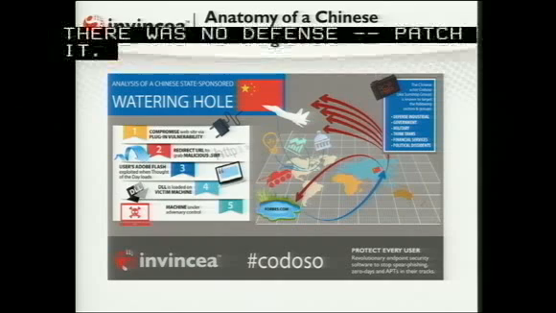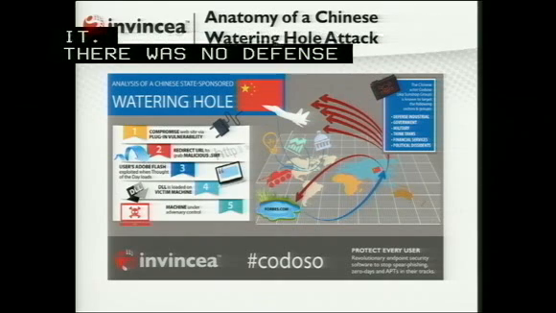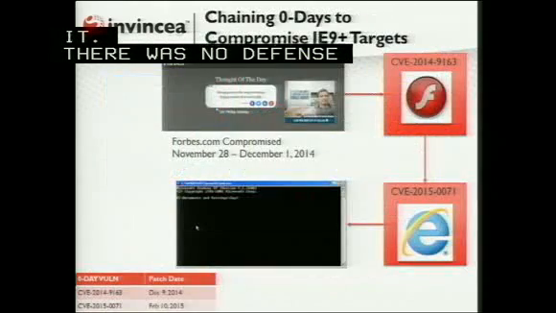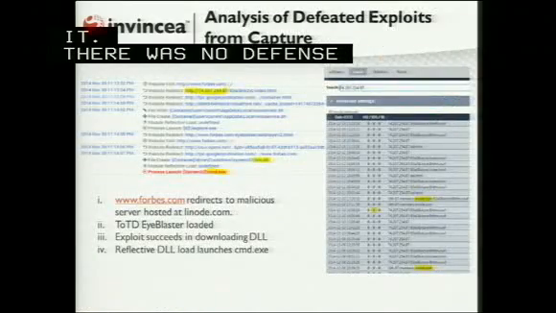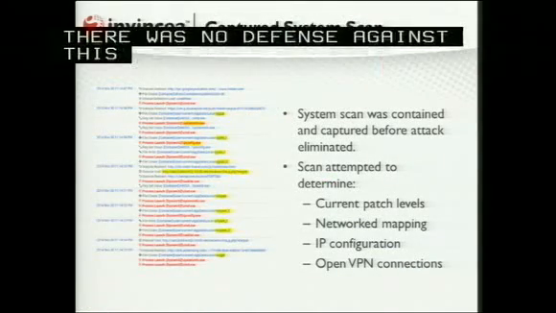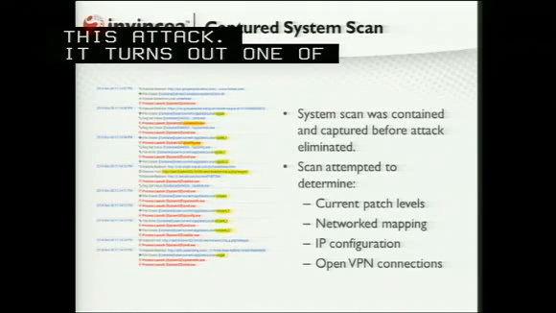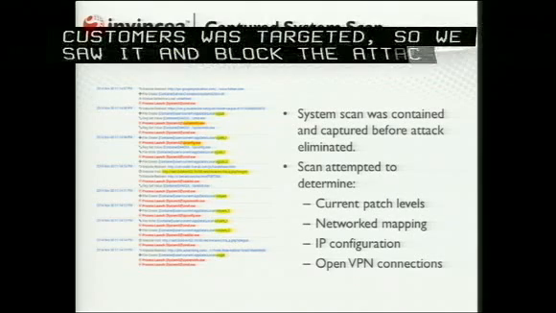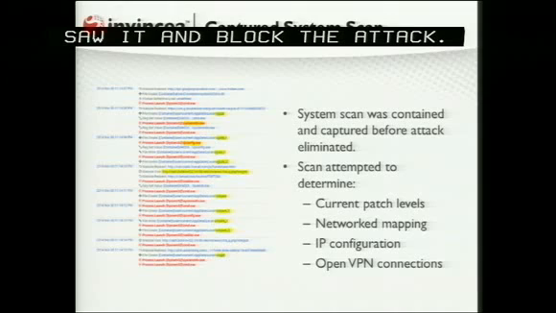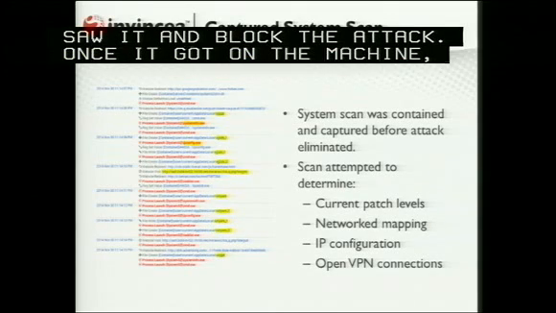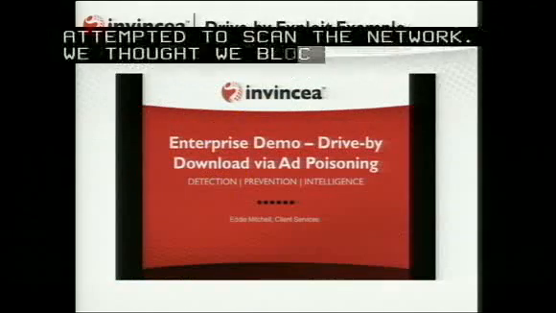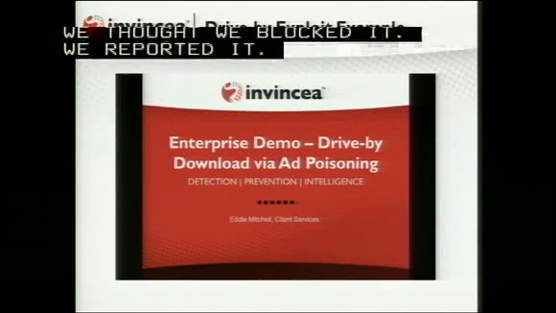Turned out it was one of our customers that was targeted. So we saw it, and we blocked it and all that. And this is kind of how it worked. You don't need to know the technical details. But once it got on the network, once it got on the machine, it attempted to scan the network. And we saw it, we blocked it, we reported it. Microsoft asked us not to disclose it until they put a patch out. But this is an example of how these exploits work.